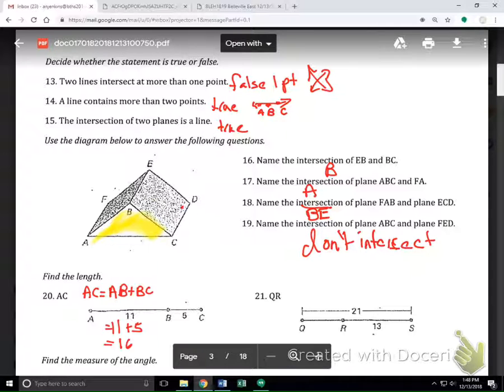The next one is QR, but now we're looking for the smaller segment. We're looking for QR, and we have QS, and we have RS. So I set this up as the total segment. QS equals QR plus RS. QS is what distance? 21 equals QR, which is what I'm looking for, plus RS, which is 13. Subtract the 13 to the other side. We get 8 equals QR.